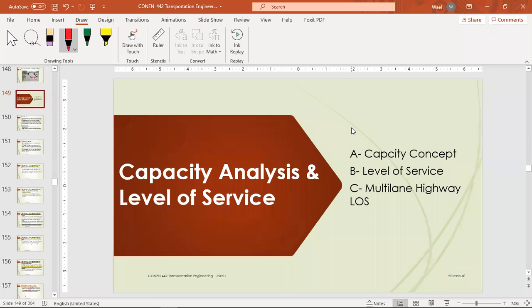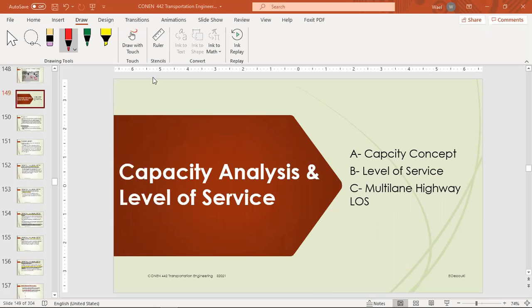Okay, today we are going to continue on our revision. So we are starting with capacity analysis and level of service. In this chapter, we discussed the concept of capacity, the level of service, and an application of capacity concepts and level of service to determine the level of service for a multi-lane highway.